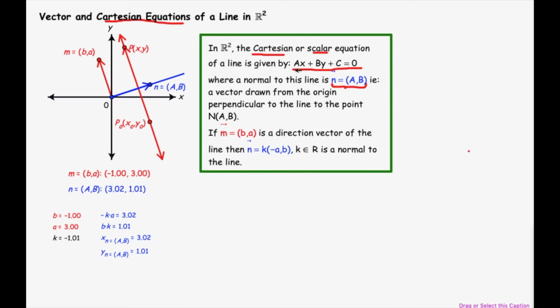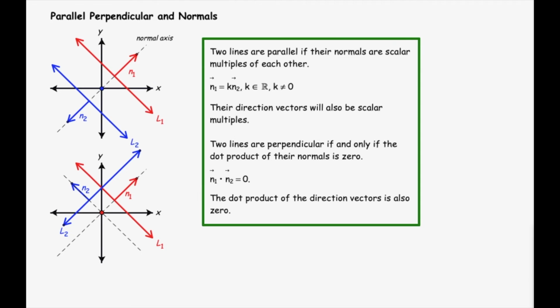So the big learning key is this scalar equation or Cartesian equation of a line. In order to find that, I just need to know the normal of the line. If you didn't give me the normal to the line and I am in R2, then I can swap the coordinates and switch the sign of one of them, and that will give me the normal, and I can use that to create my scalar equation.